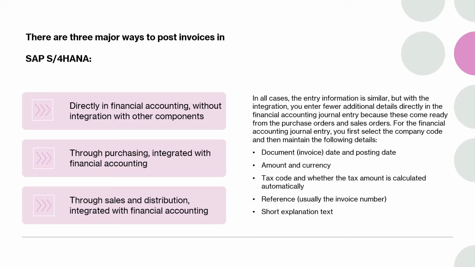For the financial accounting journal entry, you first select the company code and then maintain the following details. So this is the document's invoice date and posting date, amount and currency, tax code, and whether the tax amount is calculated automatically. Reference, usually the invoice number, and short explanation text.